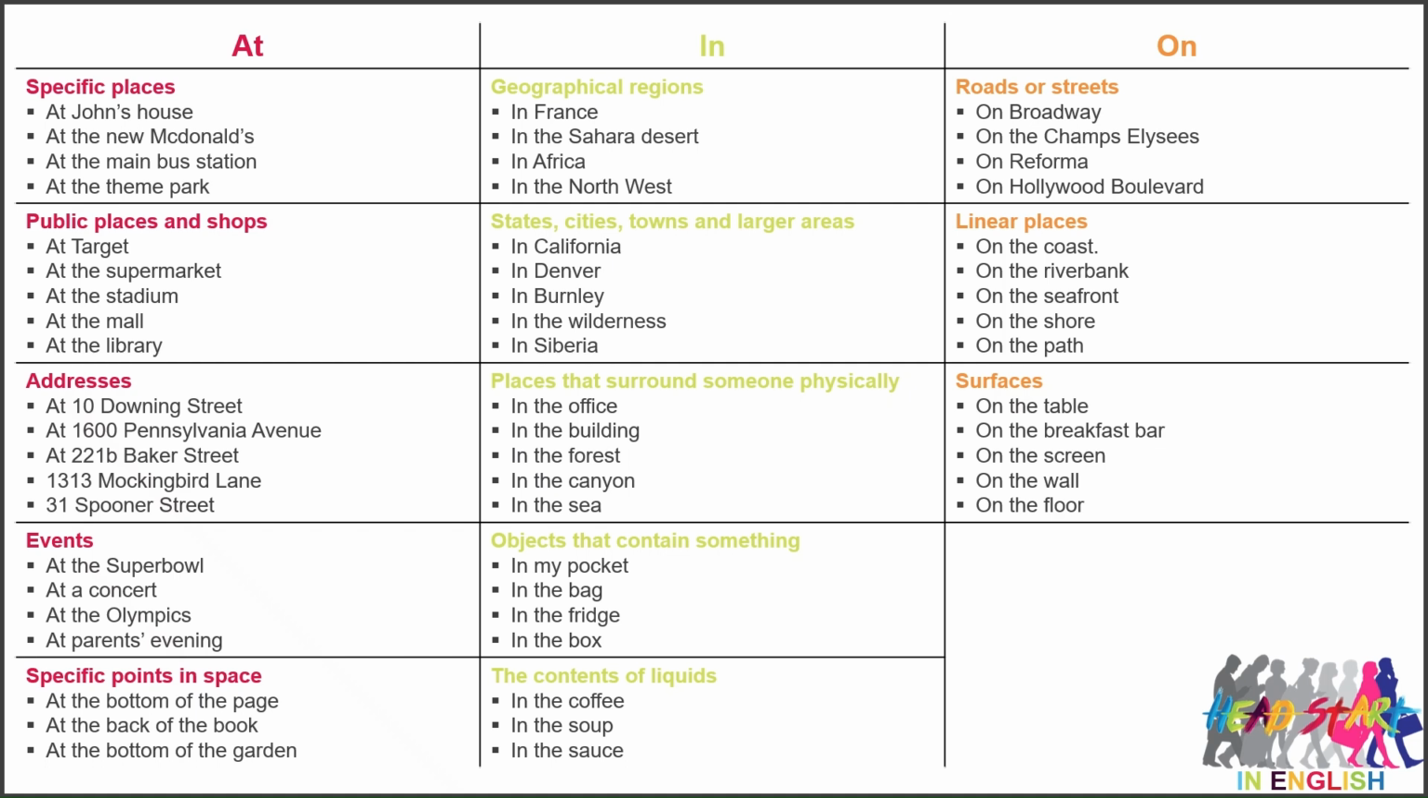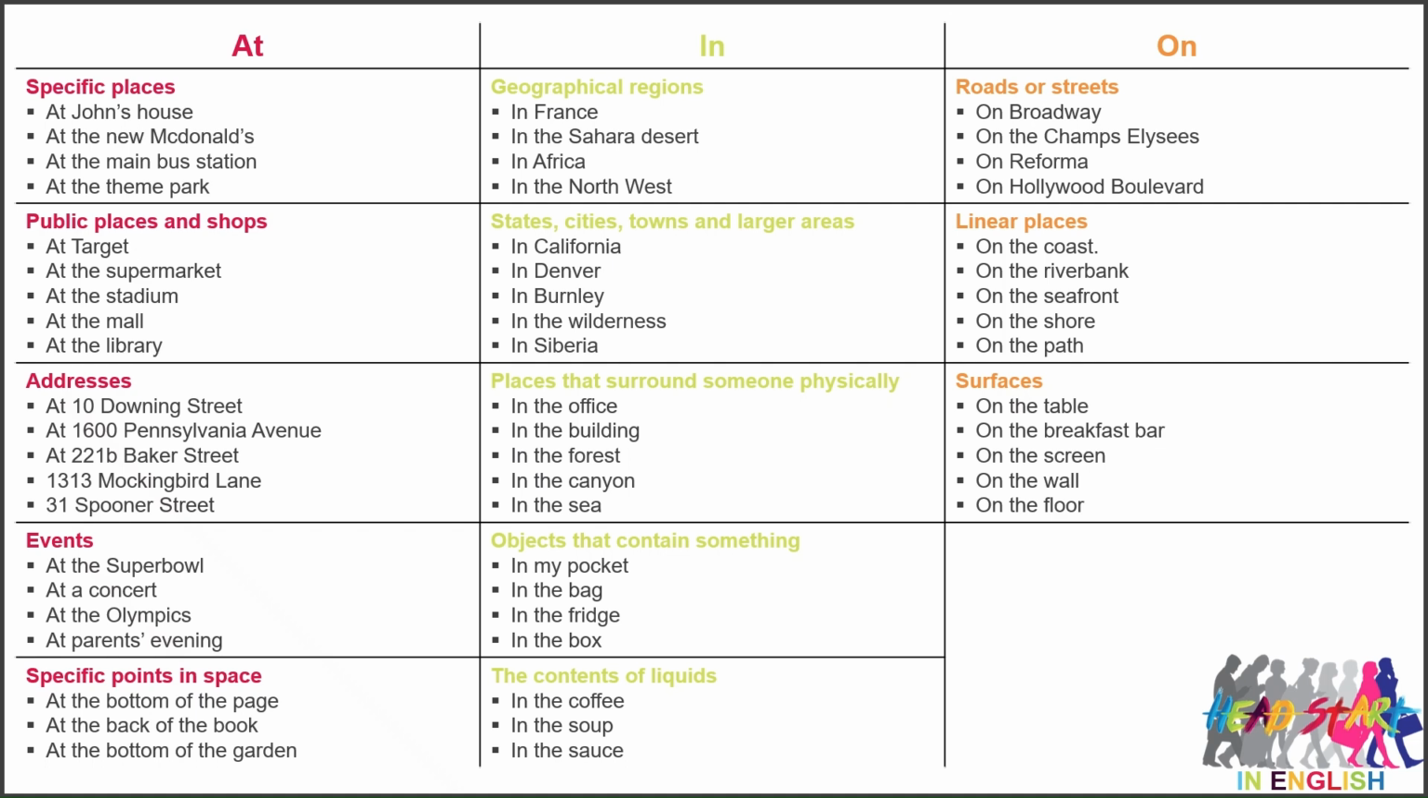First column is at. So we can use at with specific places. At John's house, at the new McDonald's. We can also use at with public places and shops, at Target, at the supermarket, at the mall. We can use at with addresses, at 10 Downing Street, at 31 Spooner Street. We can use at with events, at the Super Bowl, at the Olympics, and we can use at with specific points in space, at the bottom of the page, at the back of the book, at the bottom of the garden.